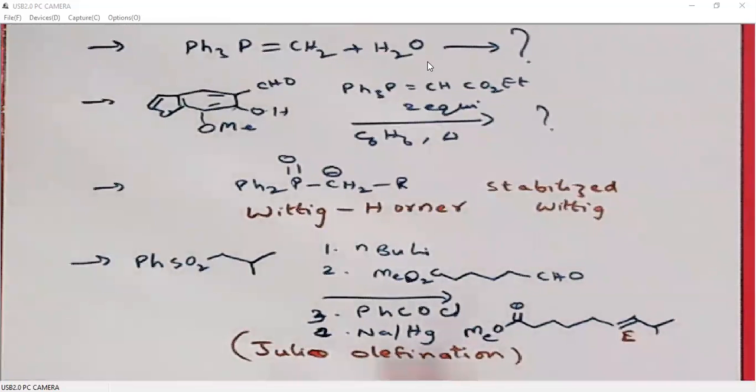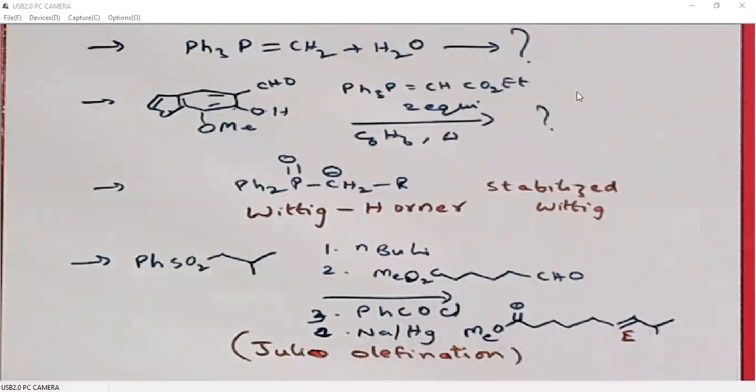So what we will do, we will take a sulfone. When we treat it with a base, an anion will be generated that will be condensed with a carbonyl. So we are getting an alcohol here. The alcohol will be converted to an ester using this acid chloride. Then we are converting that into an alkene by reducing with sodium amalgam. This is called Julia olefination.